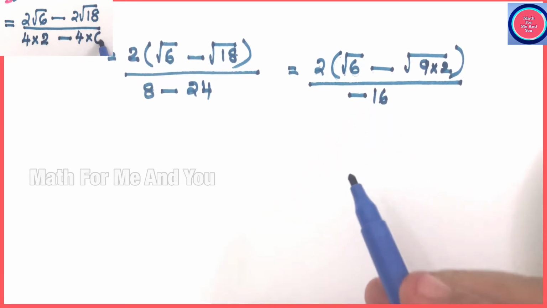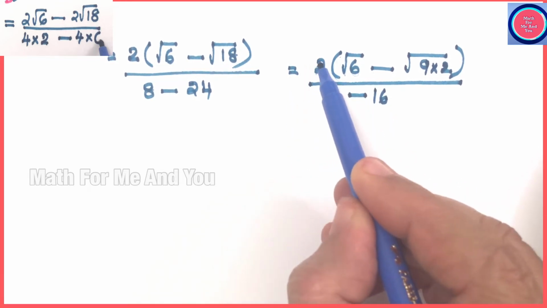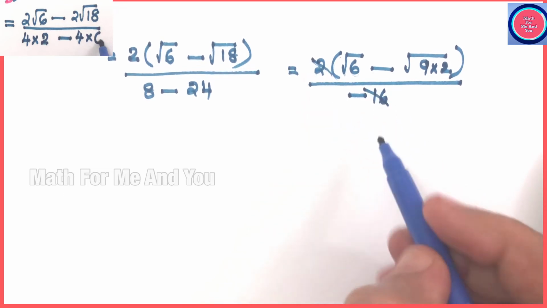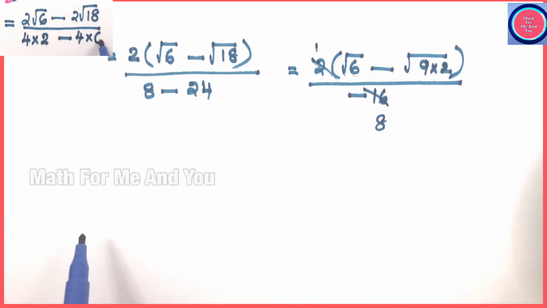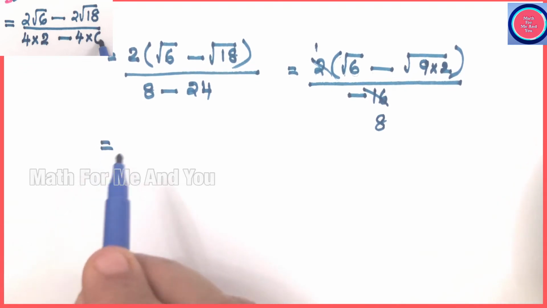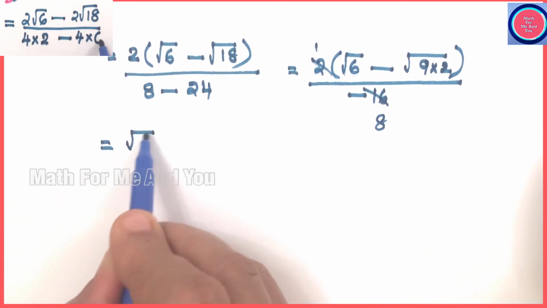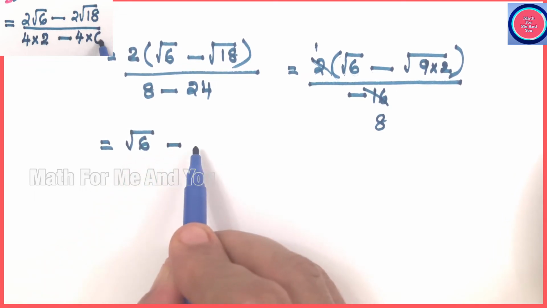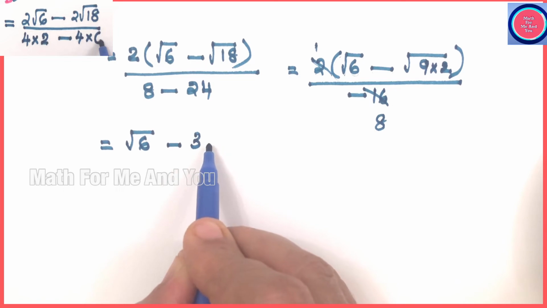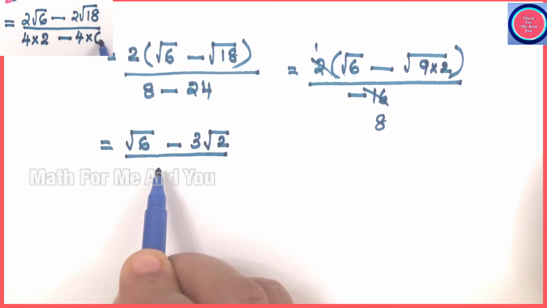Then numerator and denominator we can cancel by 2. So we get 2 times 1 and 2 times 8. And again the numerator we are going to simplify: root 6 minus root 9. What is root 9? It is 3. So we can take 3 outside the root, then root 2, divided by minus 8.